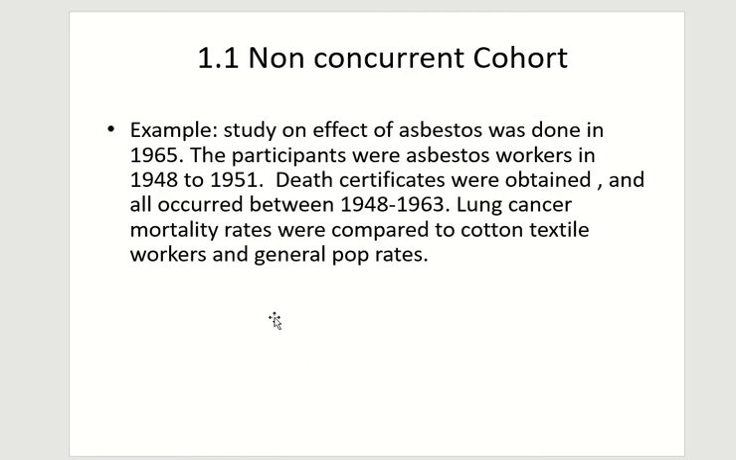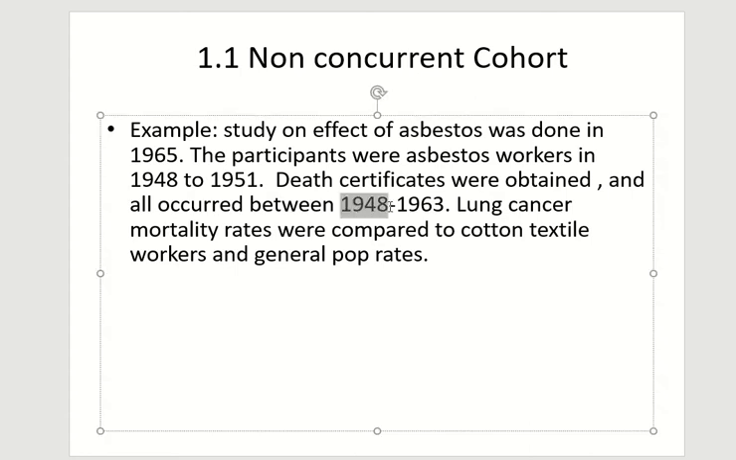Here's an example. A study looking at the effect of asbestos was done in 1965. The participants were asbestos workers working in 1948 to 51. Death certificates were obtained and all deaths occurred between 1948 and 63. So you notice that the study started in 65, the exposure came between 48 to 51, and the outcomes were occurring from 48 all the way up to 63. Meaning the outcomes were occurring before 65. However, all of this was on record.